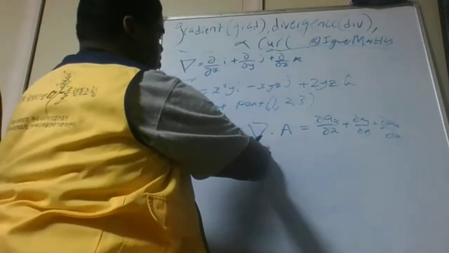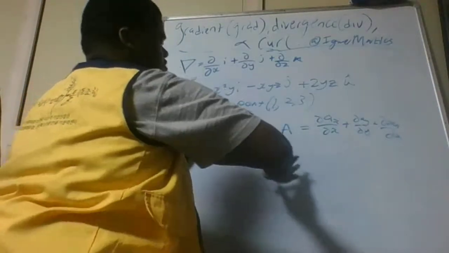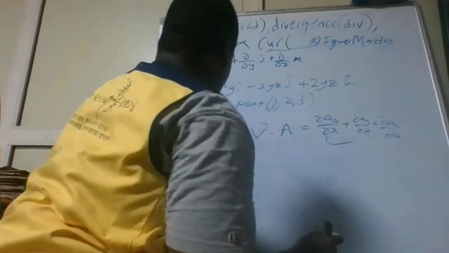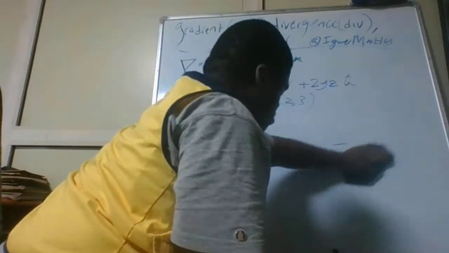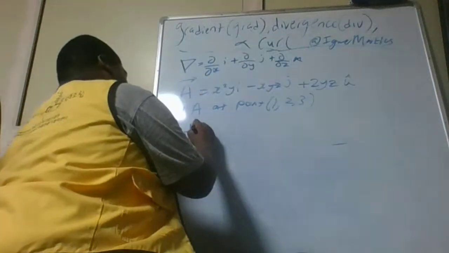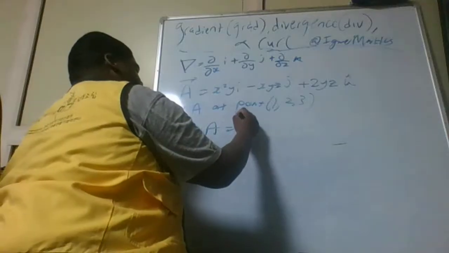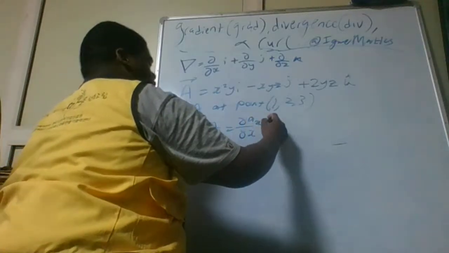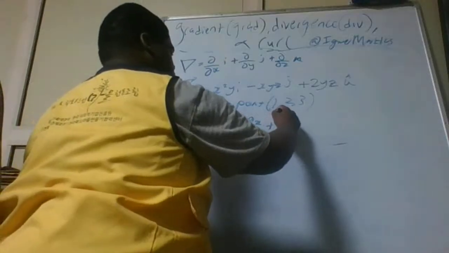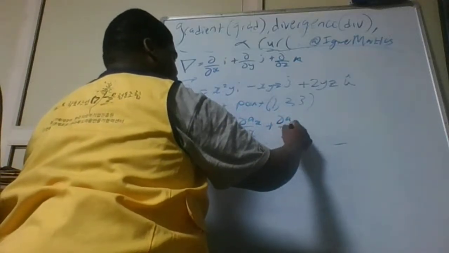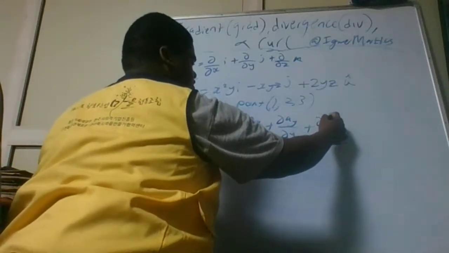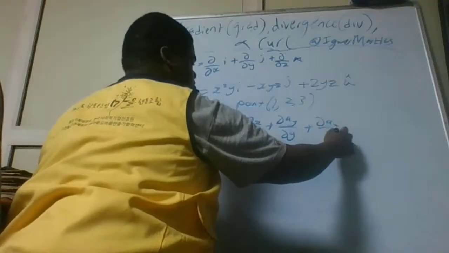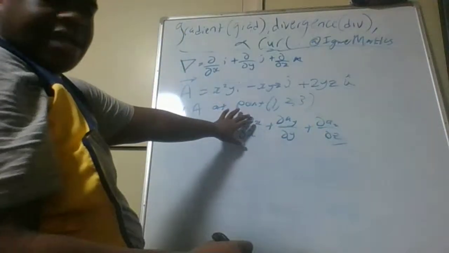This one. But this does not really help us solve this, but this can help us solve this. Okay. So the divergence of A is equal to the partial derivative of the x component with respect to x, the partial derivative of the y component with respect to y, plus the partial derivative of the z component with respect to z. So now what's our x component?